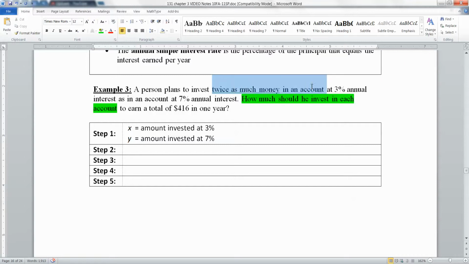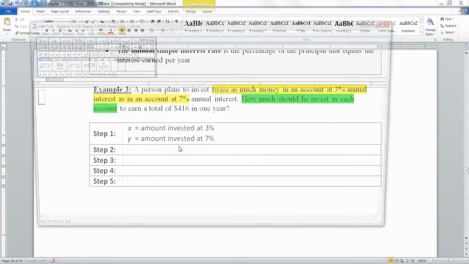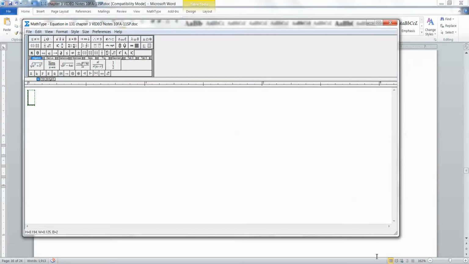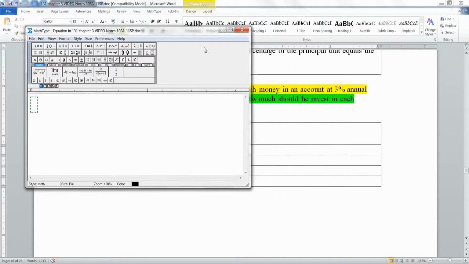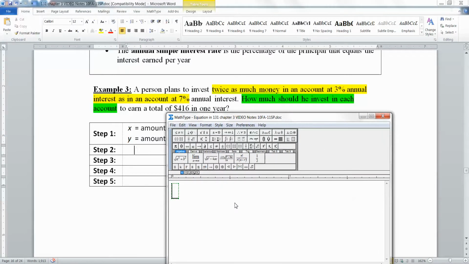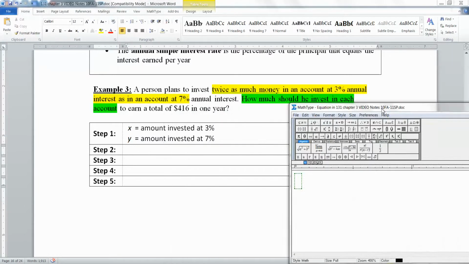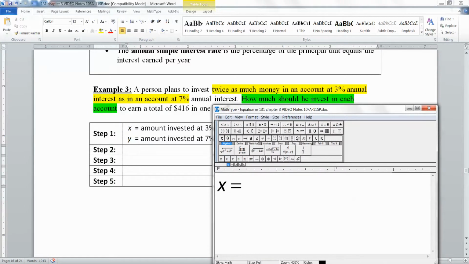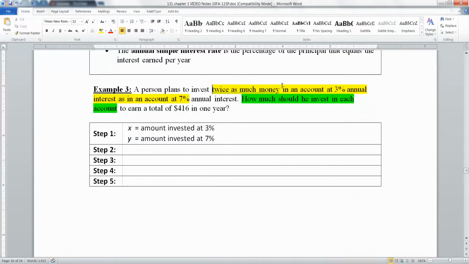Twice as much money in 3% as 7%. I'm going to highlight that right there. That's going to give us one of our equations. The amount in the 3%, that was X for us. The amount in the 3% equals twice as much as the amount in the 7%. Right? So they say, I'm going to invest twice as much money in 3% as in 7%.